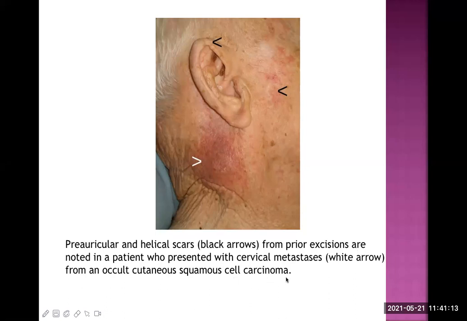squamous cell carcinoma. Occult. It is not a very big type of lesion or ulcer formation, but this small type of growth can lead to a big cervical lymph node. That's why it is known as occult type of cutaneous squamous cell carcinoma. And we can prove this only by biopsy. Otherwise, it would be difficult.